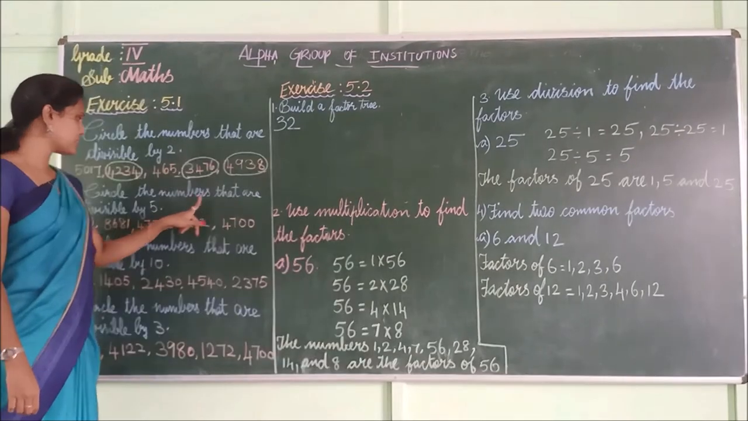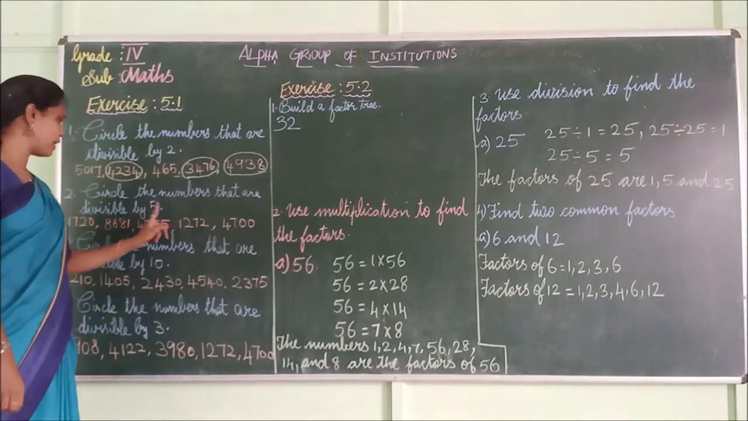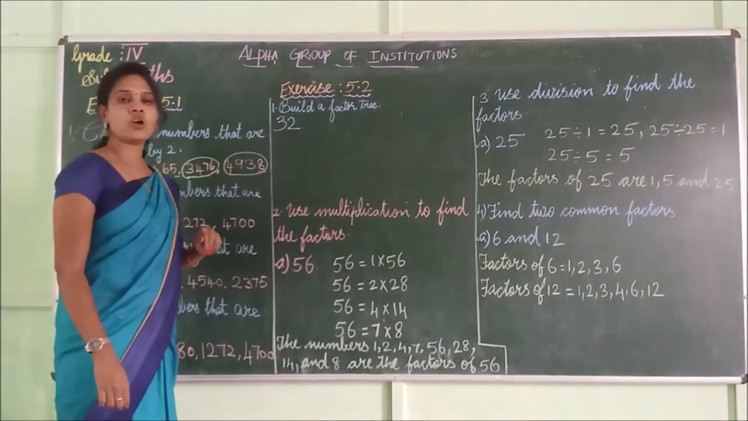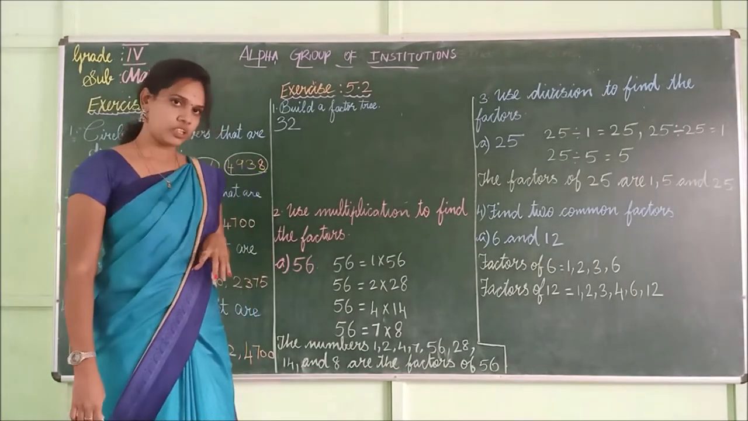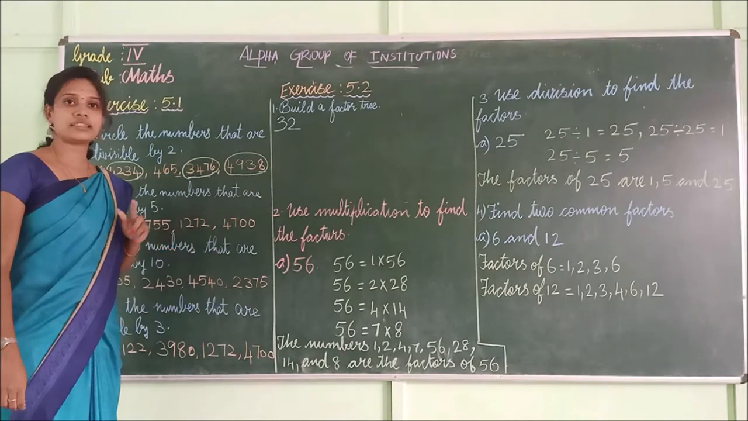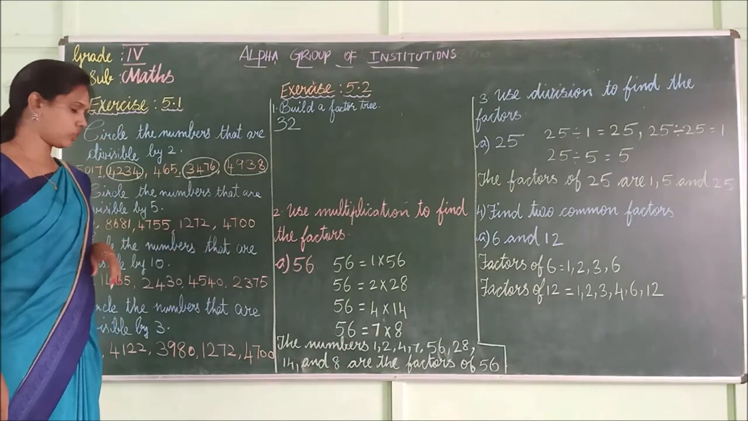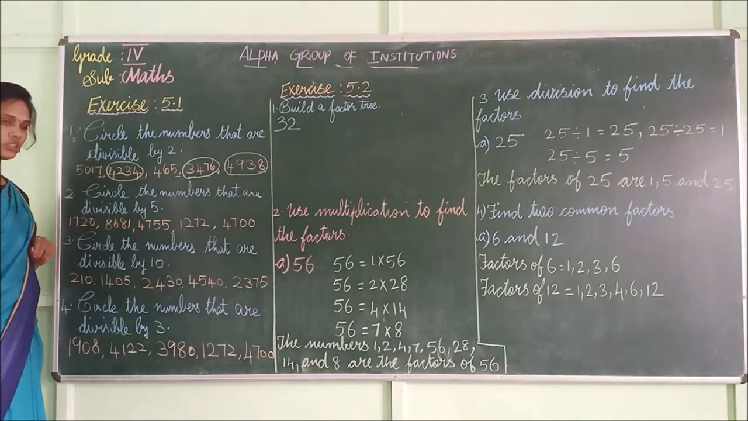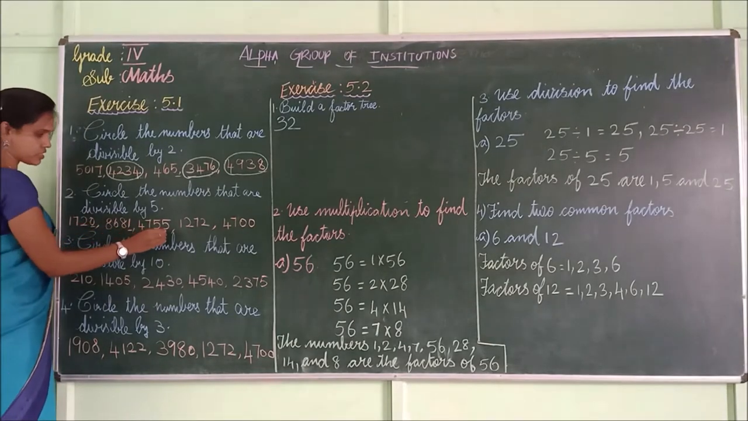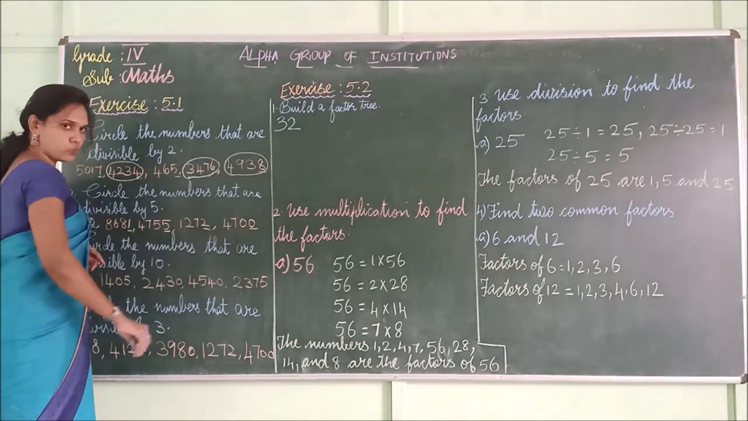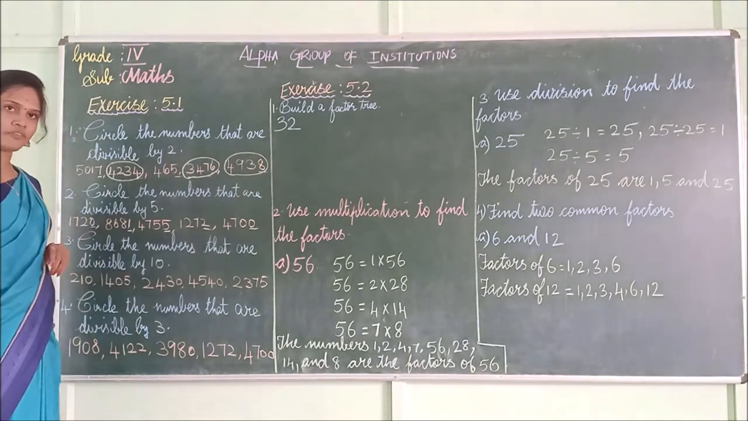Next, see the next one. Circle the numbers that are divisible by 5. Now tell me children, what is the rule for divisibility by 5? Yes, it should end with 0 or 5. Shall we check the answers now? We have to check the last digit. It should end with 0 or 5.